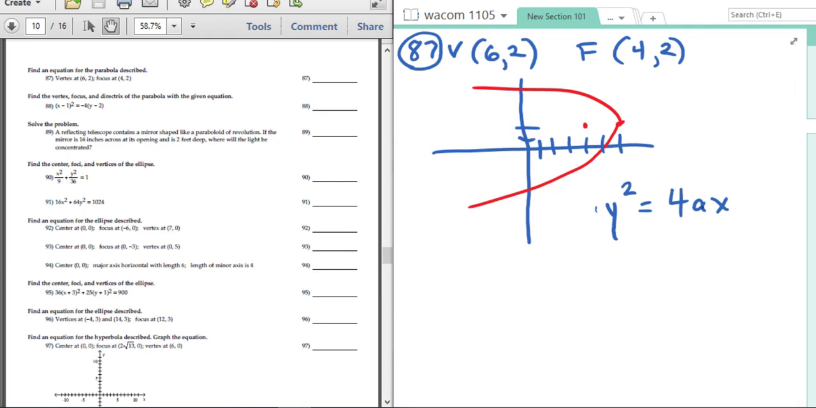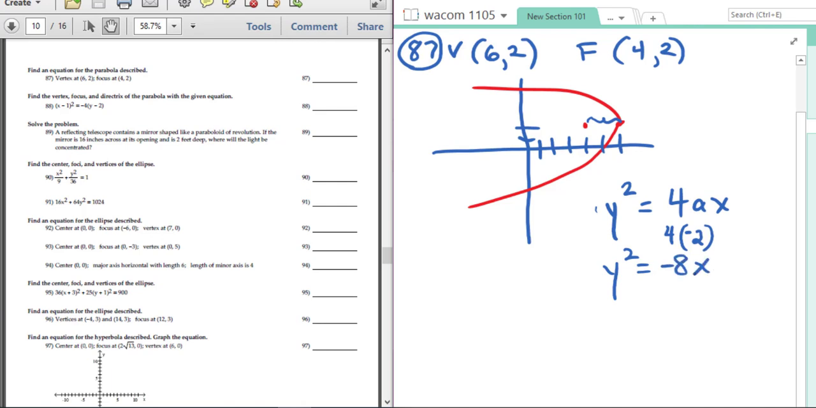All right, so what I need is a. You actually can count your a on this picture because a is the distance from the vertex to the focus. It is 2 units. Now, this parabola opens to the left, so the a is going to have that negative direction. So you are going to need a negative 2 times 4, which will give us a negative 8. So y squared equals negative 8x.